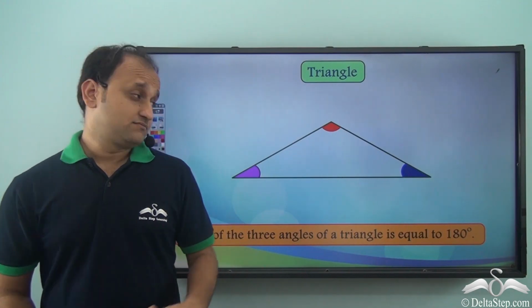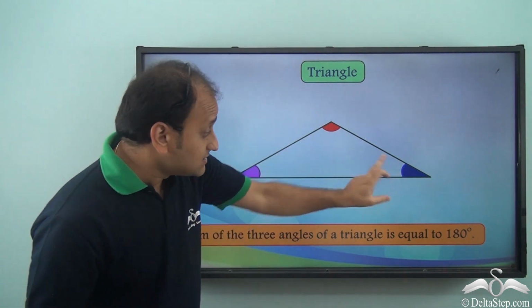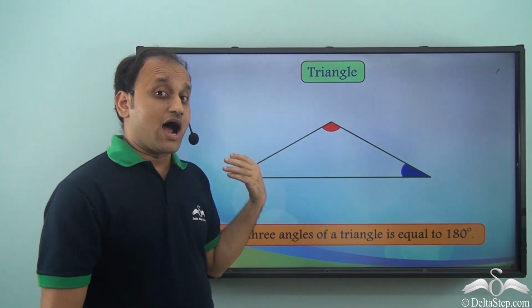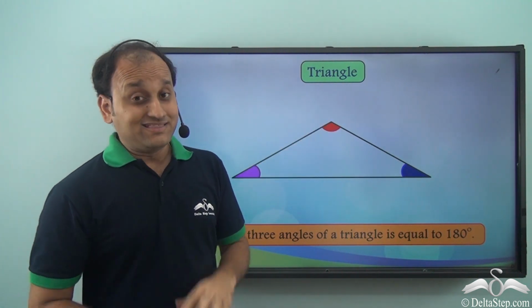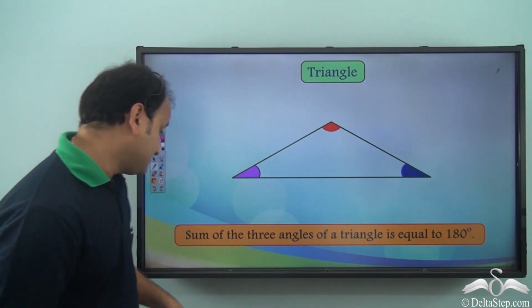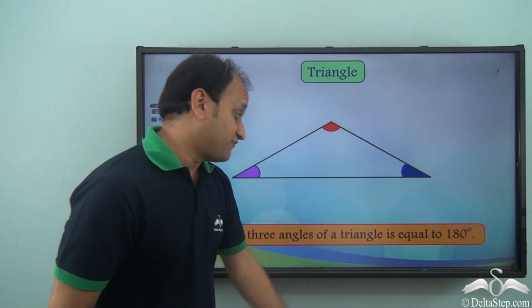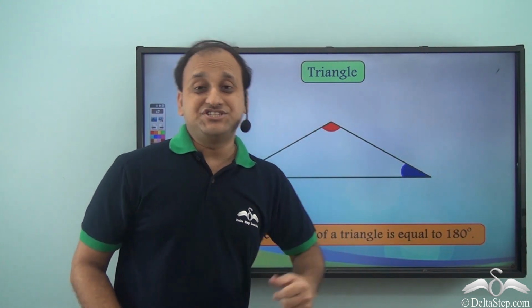What do we have here? We have a triangle. And what are these angles? These angles are internal angles of the triangle. Now, there is a very important property about a triangle, and that is the sum of three angles of a triangle is equal to 180 degrees.